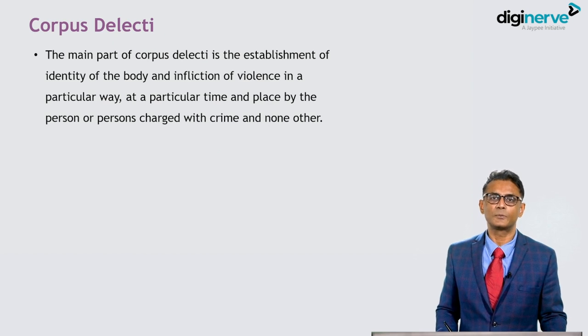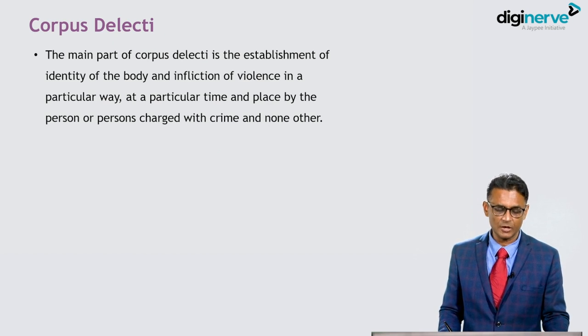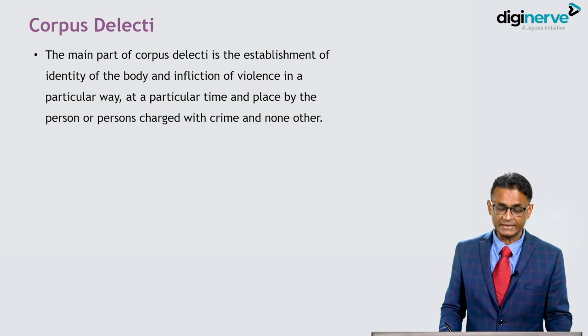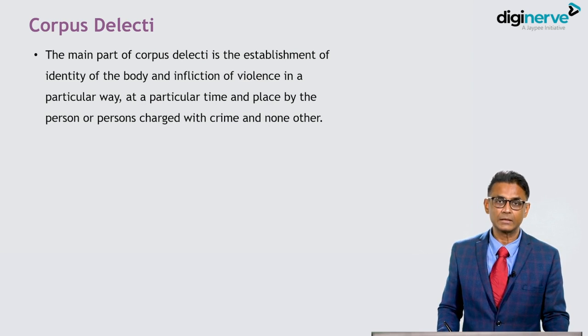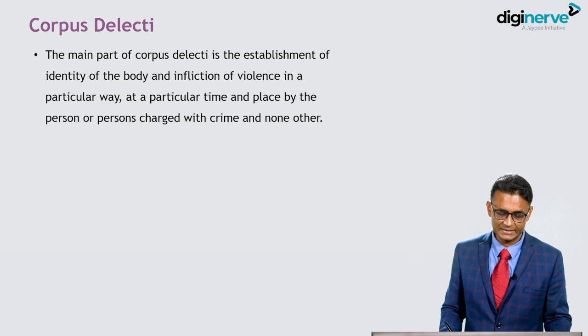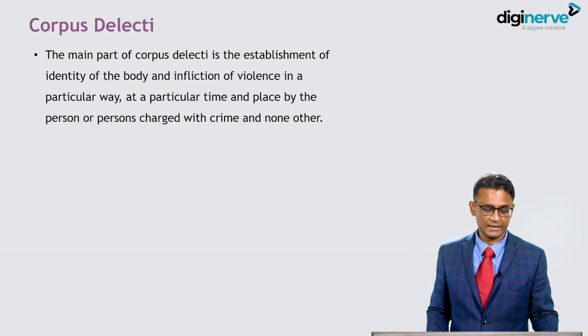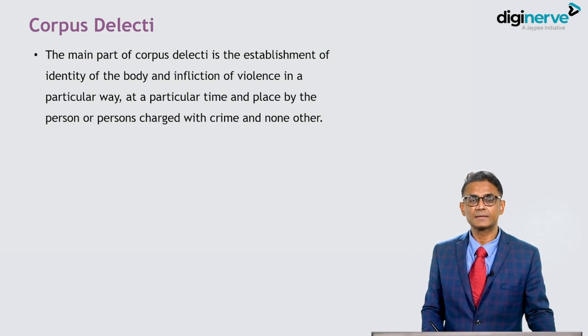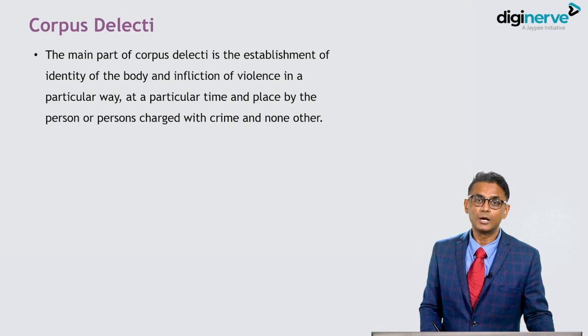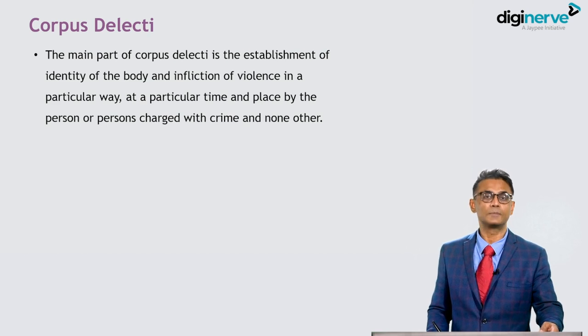The main part of the corpus delicti is the establishment of identity of the body and infliction of violence in a particular way at a particular time and place by person or persons charged with the crime and no one else. The identification of the dead body and the proof of corpus delicti is essential before sentence is passed, since in trials any unclaimed body or a decomposed body or portions of the dead body or bones may be produced to support a false charge.